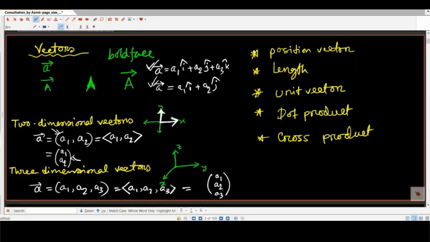So we have to know the meaning of position vector, how we can measure the length of a vector, what a unit vector is, how we can find the unit vector of any vector, what the dot product is, and what the cross product is. We have to know all these concepts first, then we can move to vector calculus. So first we are going to discuss vectors.